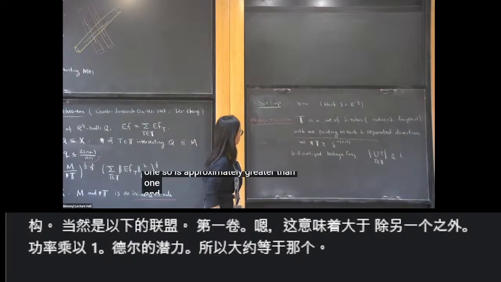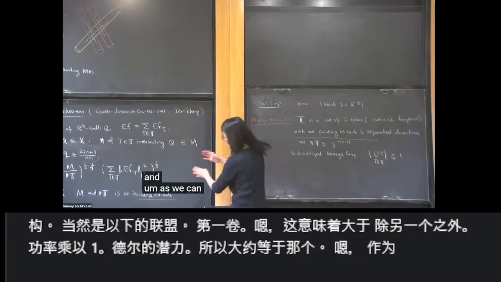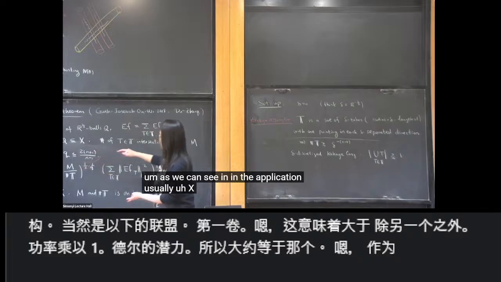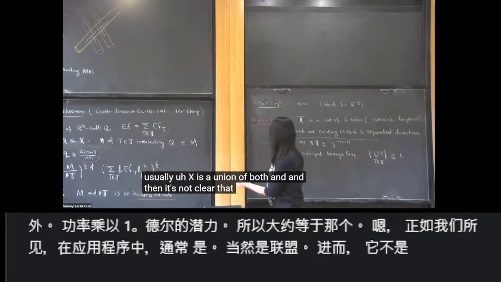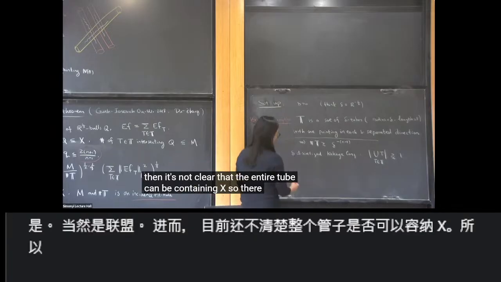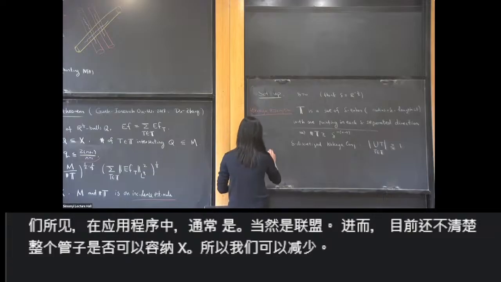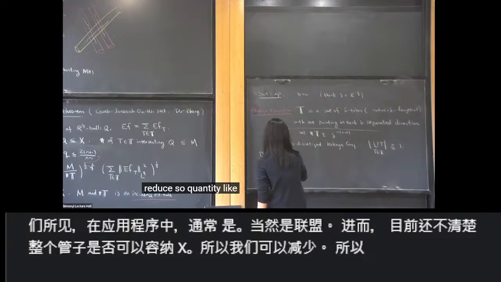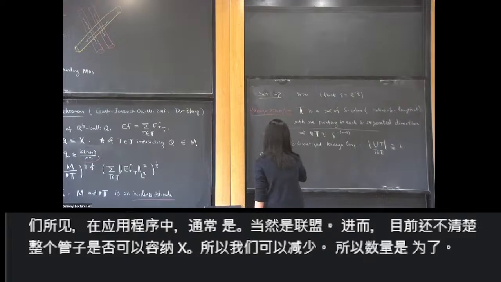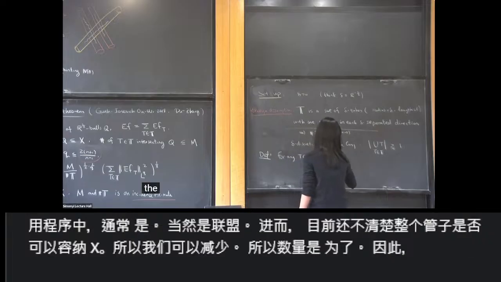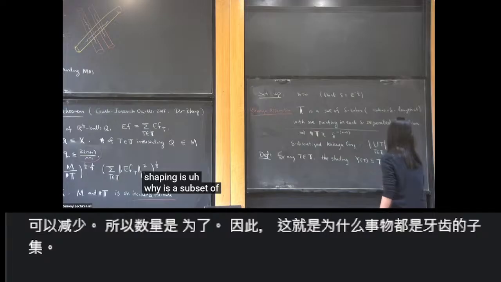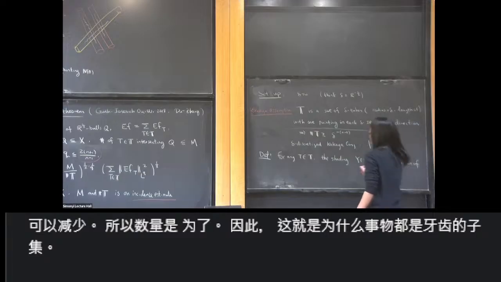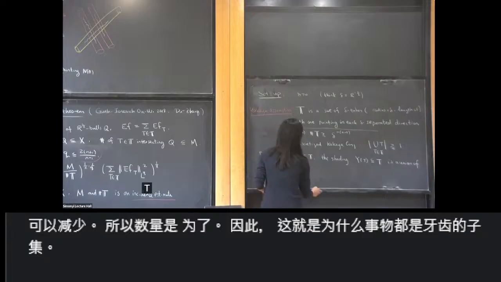And as we can see in the application, usually X is a union of balls, and it's not clear that the entire tube is contained in X. So there we can define some quantity, say for any T in the tube set, the shading Y_T is a subset of T, a union of delta balls.